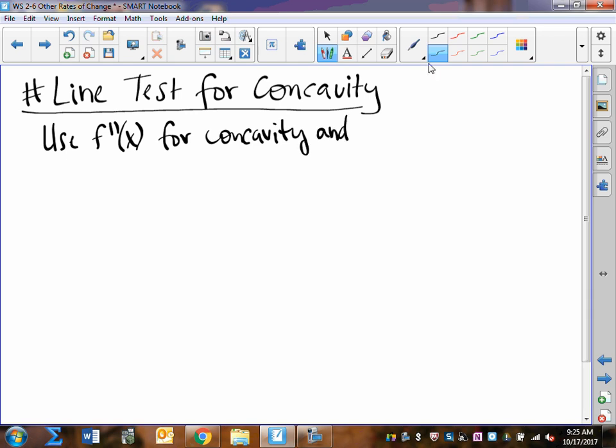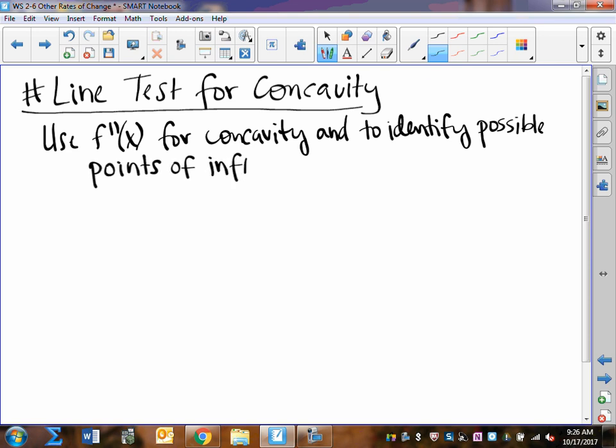And also to identify potential or possible, so again, possible ones, it's not automatically going to be, but possible points of inflection, or inflection points. Okay, so our first derivative told us increasing, decreasing, maxes and mins. My second derivative tells me concavity and inflection points. Let's recall what concavity and inflection points are.